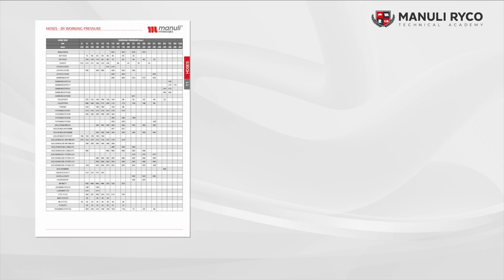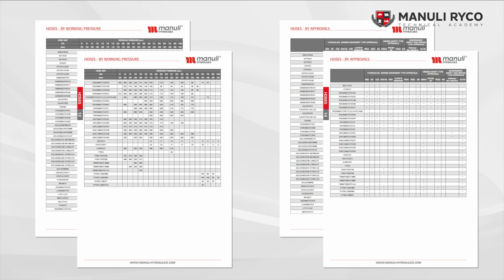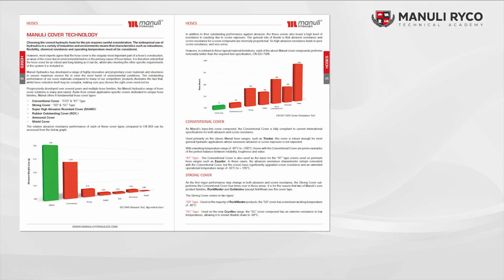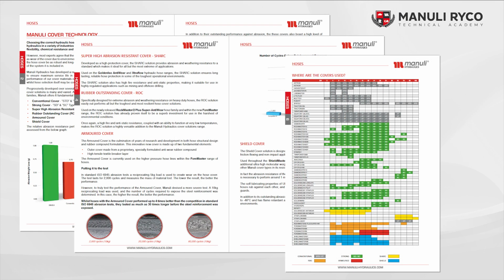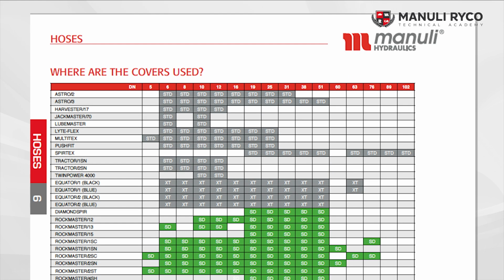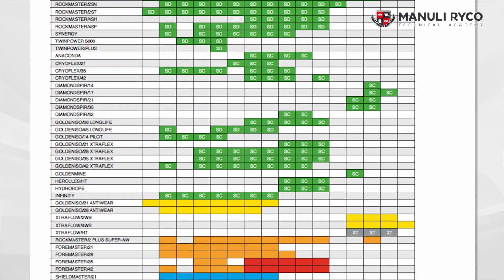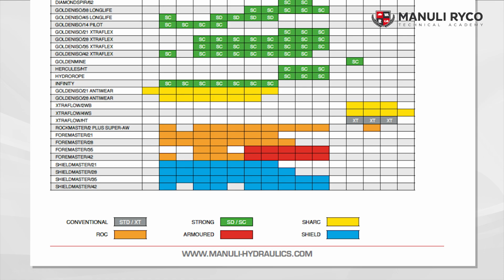The index section also contains tables which provide quick reference for key properties such as working pressure and third-party approvals. There is also a section which explains the properties of the various cover types and their progressive increase in abrasion and environmental resistance. Since the Manuli Hydraulics policy is to control the proliferation of useless products, the cover type selection is unique for any hose line. We can therefore use a quick reference table to check which hoses use which cover.